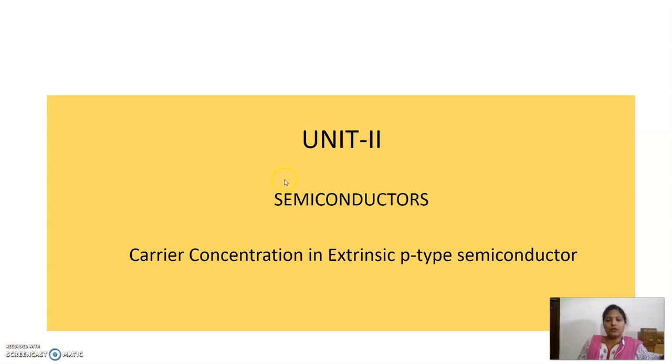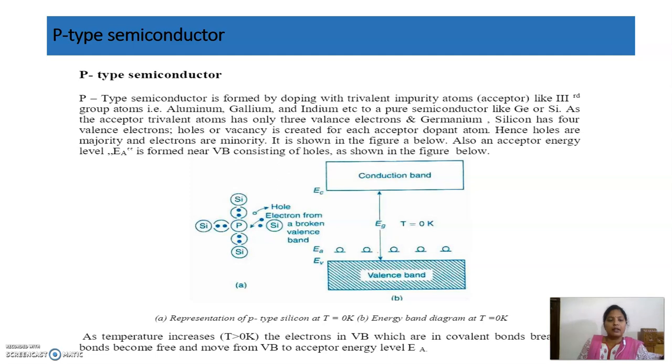Hello everyone. Today we will discuss Unit 2 Semiconductors, and the topic is carrier concentration in extrinsic p-type semiconductor. We have already discussed this p-type semiconductor in our previous class. We will have a look at the definition.